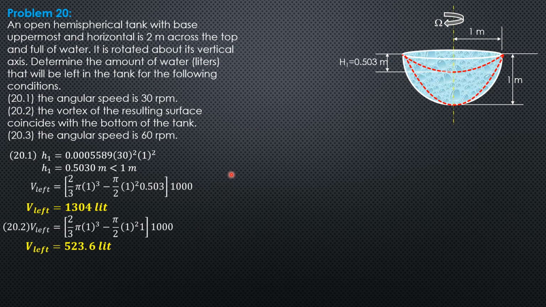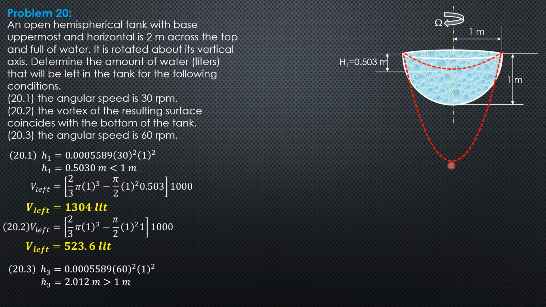And finally, for the third, angular speed is 60 rpm, so h3 equals 0.0005589, 60 square, 1 square. And this time, h3 is 2.012 meters, which is greater than 1, so the vortex goes beyond the bottom of the tank, as shown. So this is the volume left part, so we need to determine the equation of the circle and this parabola here.